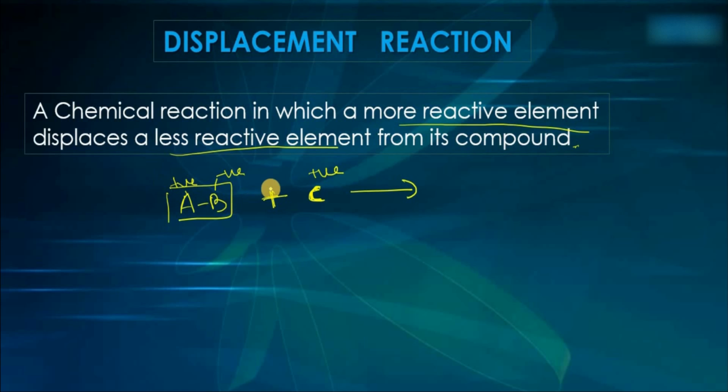And now what happens? Since these two are positives and C is stronger, A gets replaced by C and I get CB, and A comes out in the solution. So now this is my salt. This was also salt. So I hope this is clear. We'll see it with an example.